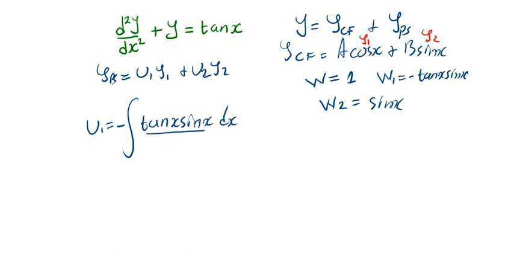Okay, I'm supposed to divide by w which is 1, but I don't need to put it anyway. So if you integrate this one, you can check it out from the table of integrals. Your u1 is just going to be equal to sine x minus natural log of tan x plus sec x. Okay, that's what we have.